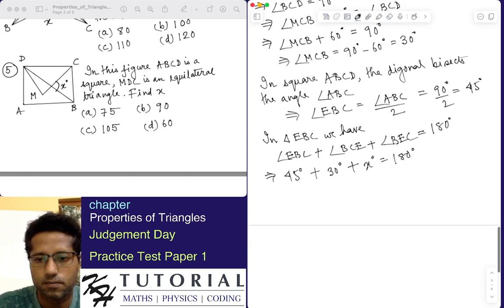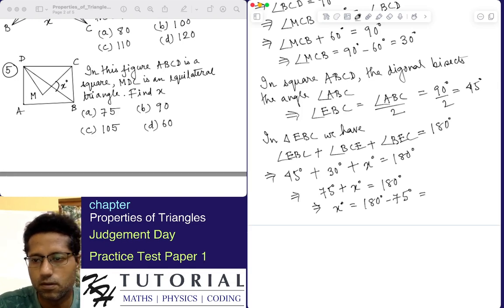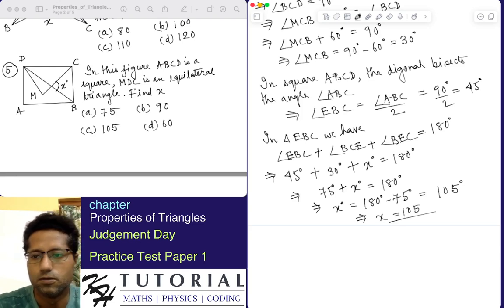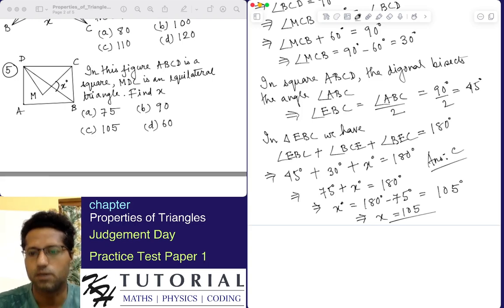So 75 degree plus x degree equals 180 degree. This implies x degree equals 180 degree minus 75 degree, which is 105 degree. So x equals 105. The answer is choice C.